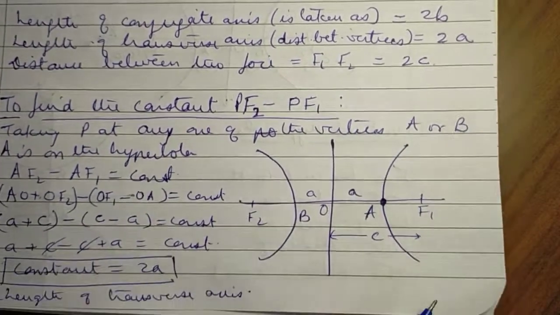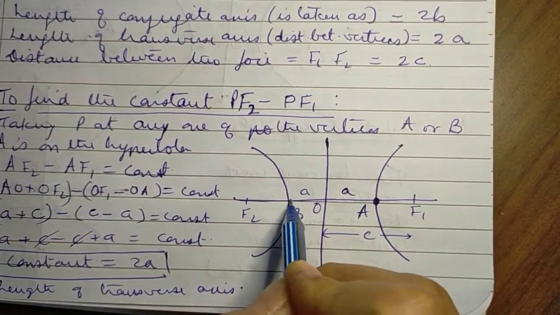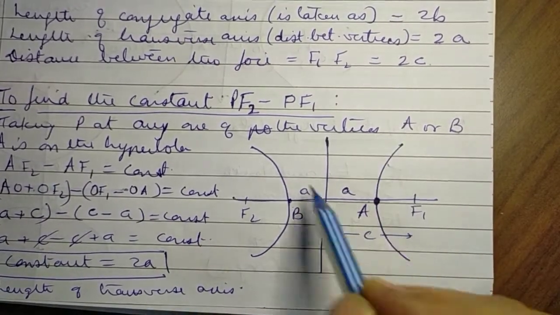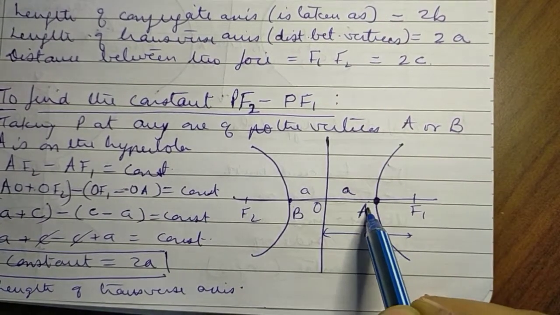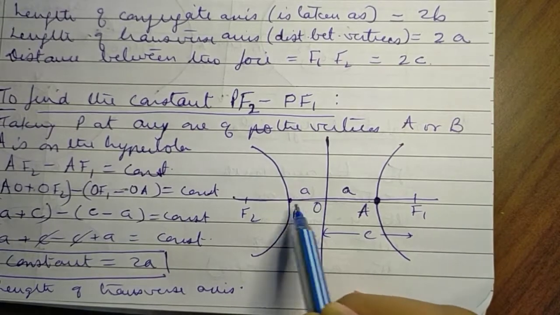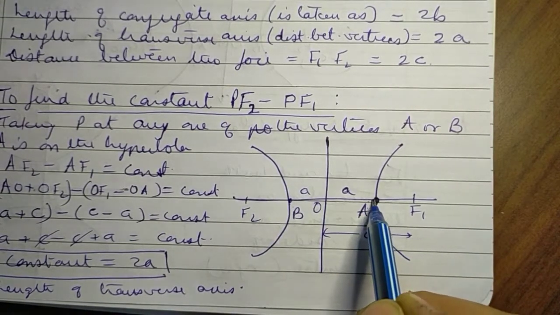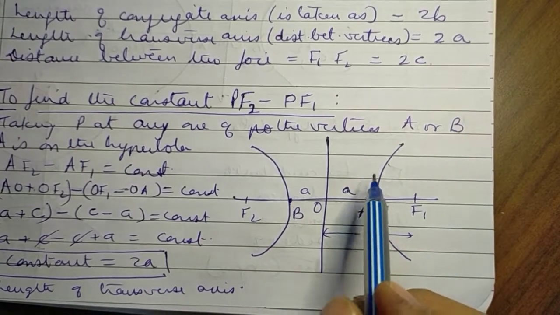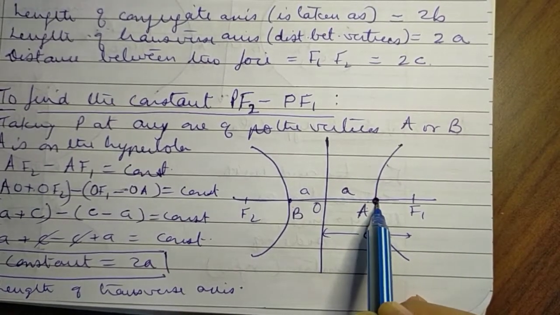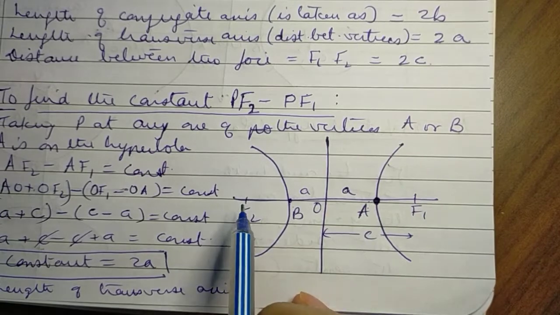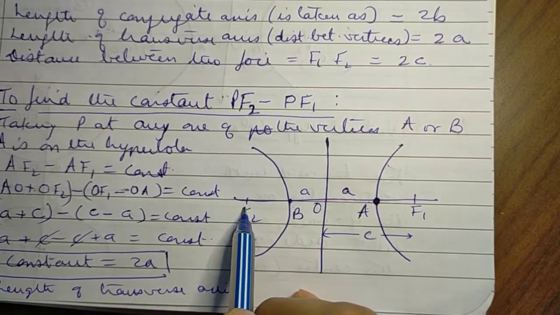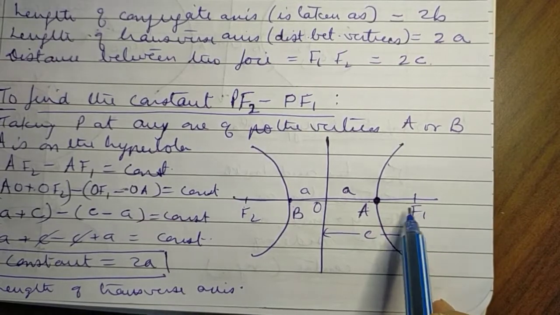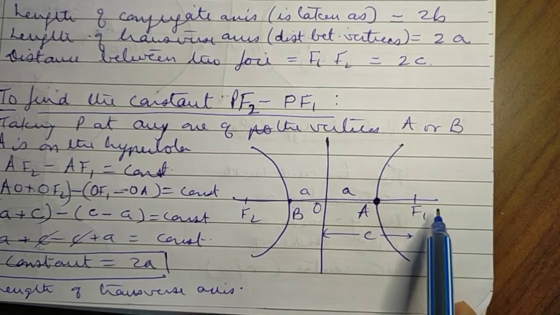Now for that we will take any of the two vertices, A or B. In particular, the vertices also lie on the hyperbola, so they should satisfy the condition for being on the hyperbola. So let us consider the point P to be A. Now, for A to be on the hyperbola, the difference of its distance from the focus which is farther away from it to the focus which is nearer to it will be a constant.